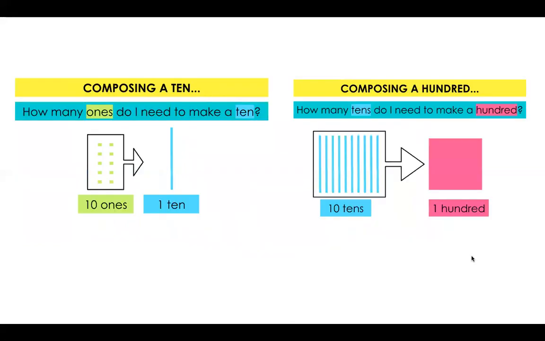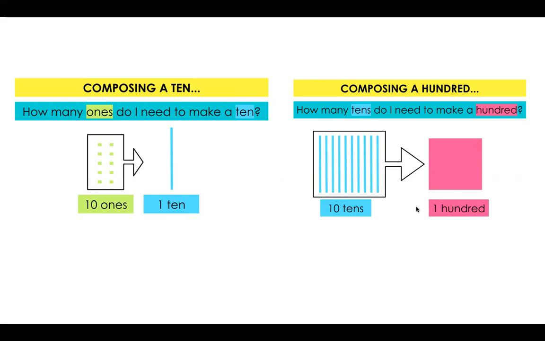All right, so let's review. We know to compose a 10, and compose means make. So to make a 10, I trade 10 ones for a 10. And to make 100 or compose 100, I can trade 10 tens for 100.